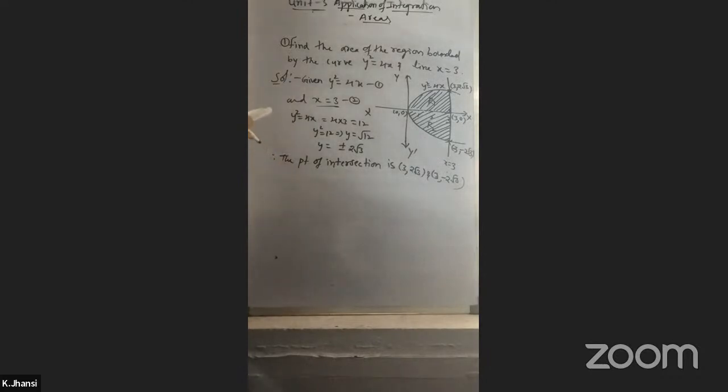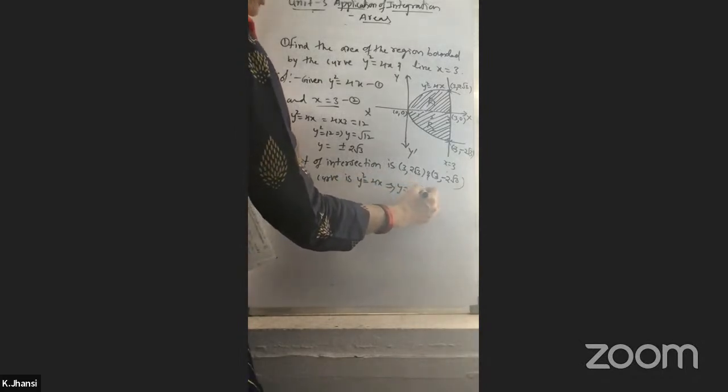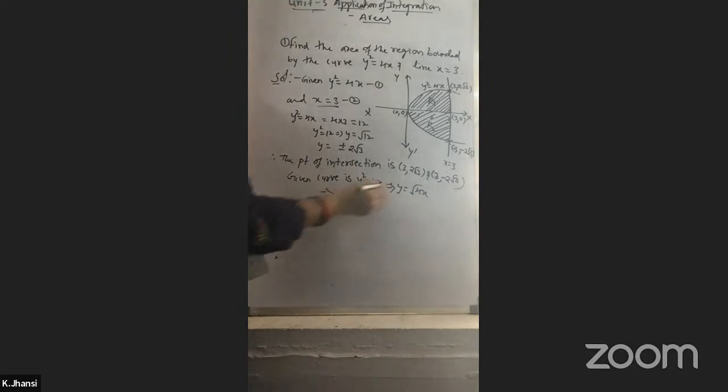After getting the points of intersection, take the given curve y square equals 4x. To find the area of the region, we need the y value. So to find the y value, we can convert this. That is, y is equal to root of 4x, which implies y is equal to plus or minus 2 root x.